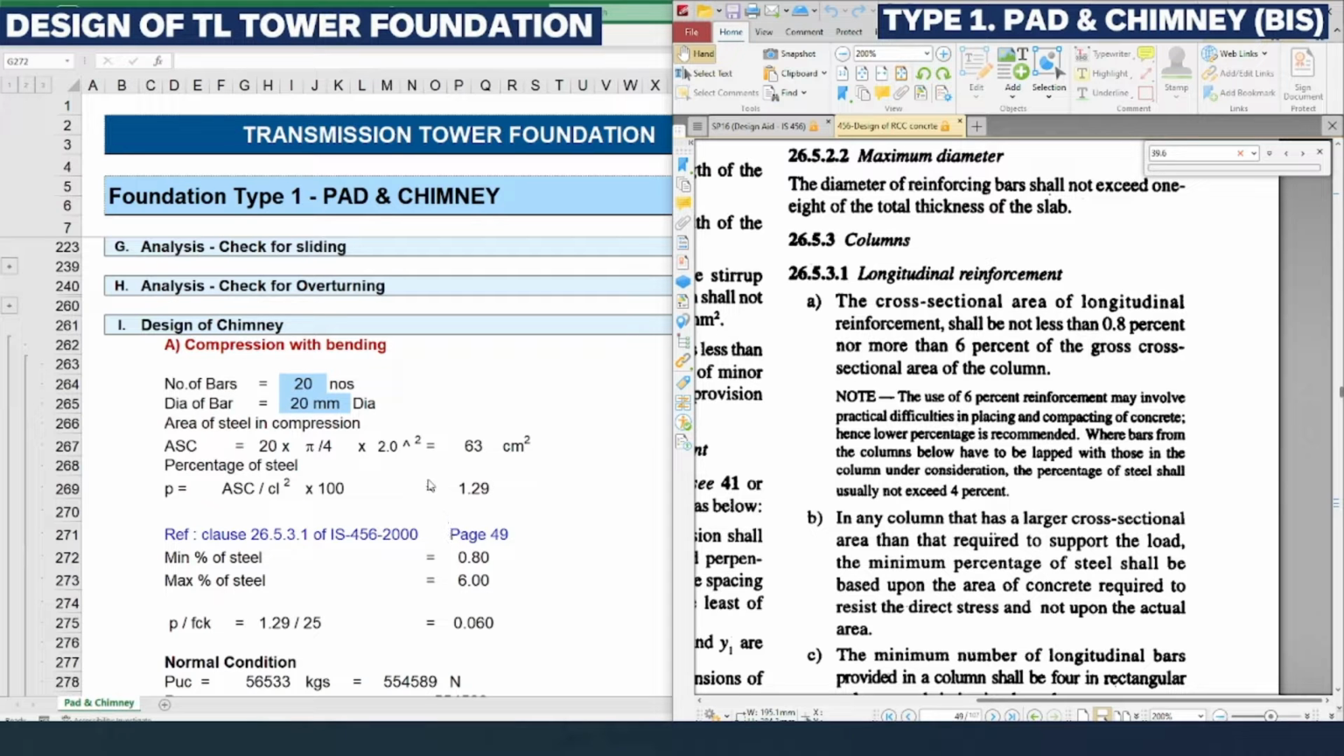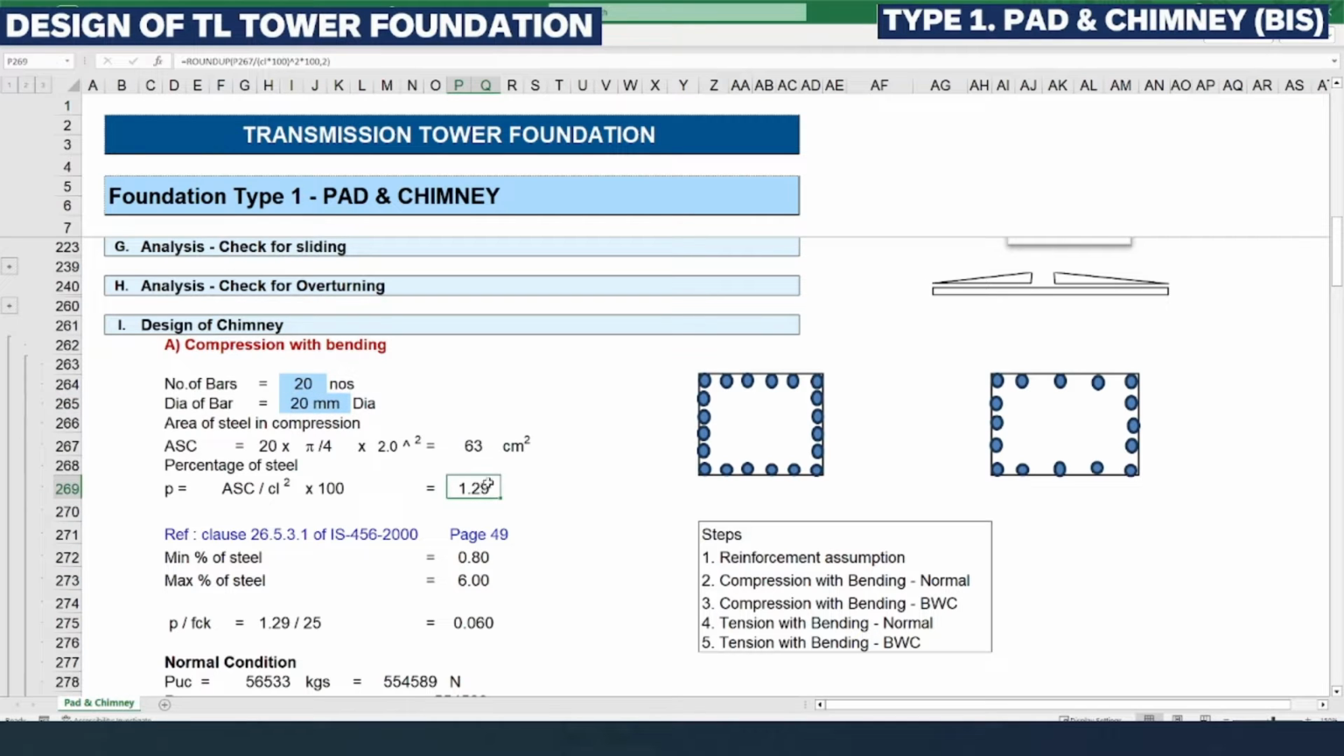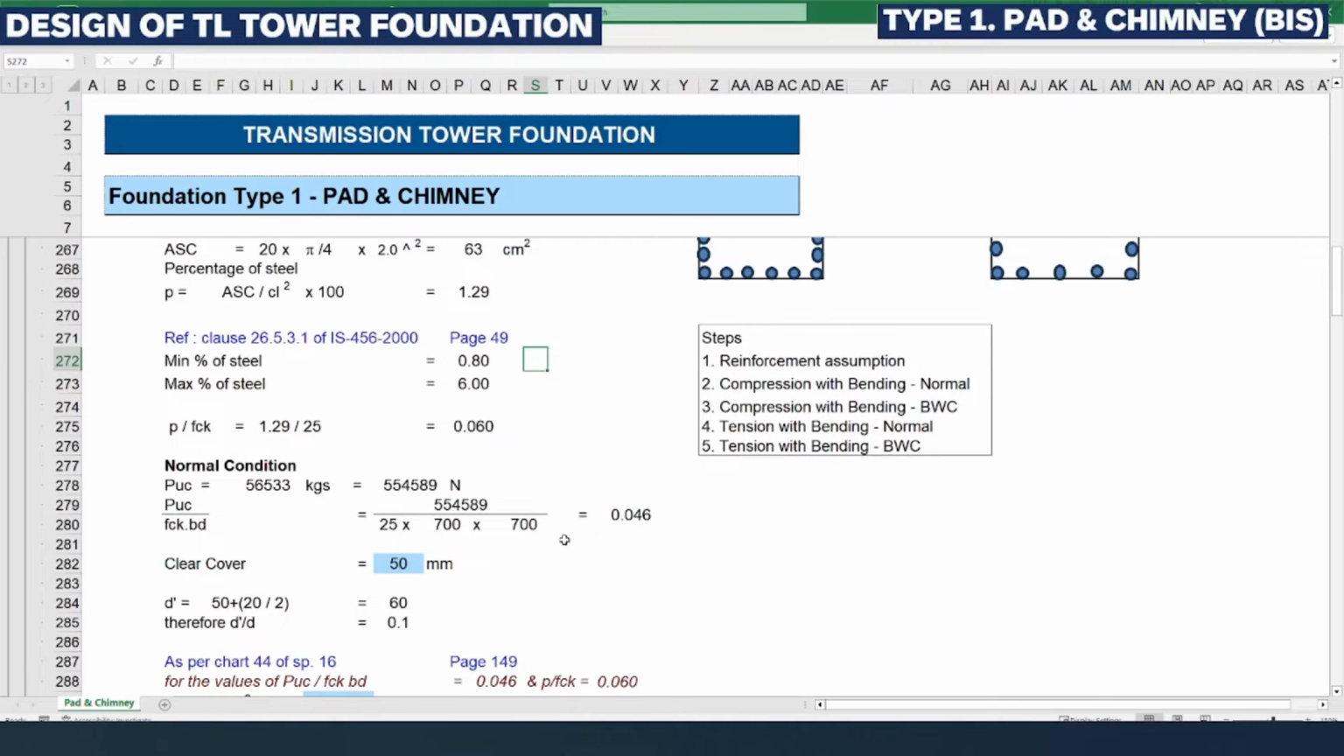The same case we are considering here, minimum reinforcement 0.8 to maximum 6. In our case, we assumed 20 numbers of 20 mm diameter bars, which is 1.29% of steel with respect to the cross sectional area of the concrete chimney, which is in between this minimum and maximum range. Hence what we had assumed is correct in line with clause 26.5.3.1 of IS 456-2000.